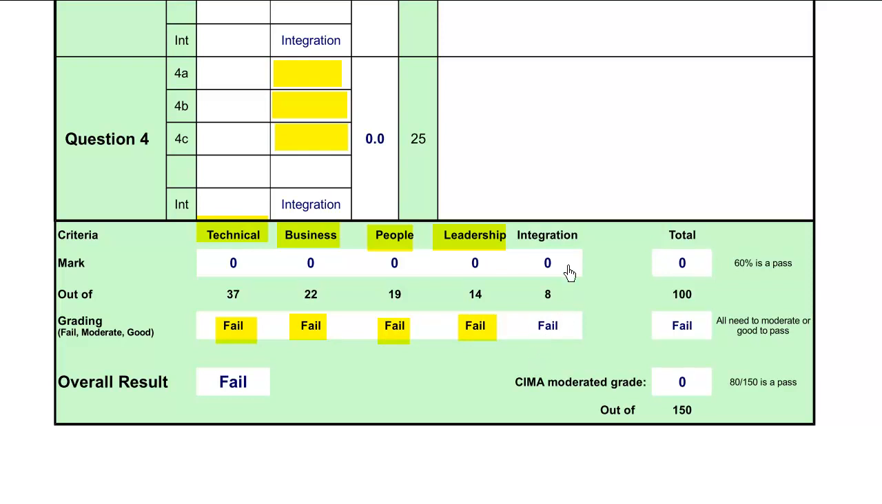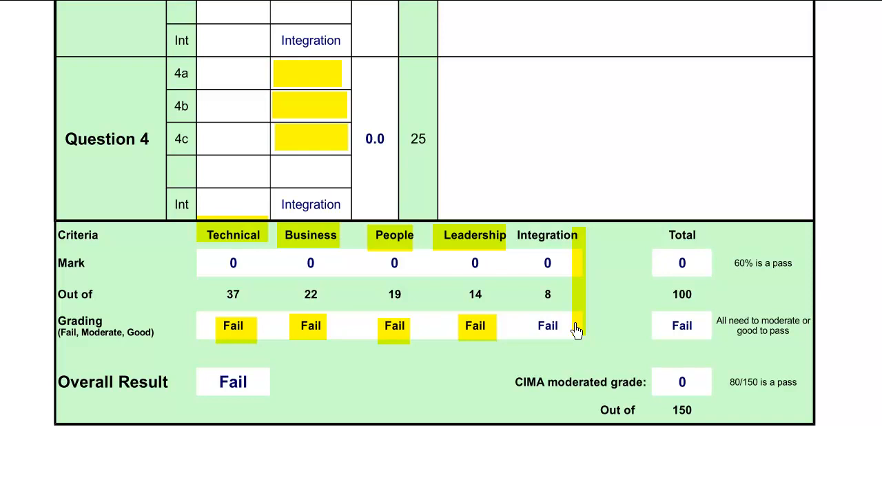I wouldn't worry too much about integration marks as far as that's concerned. But from those you need to go pass, pass, pass, pass, pass all the way along there in order to get an overall pass. Moderate is perfectly fine. So moderate or good really is the passing level.